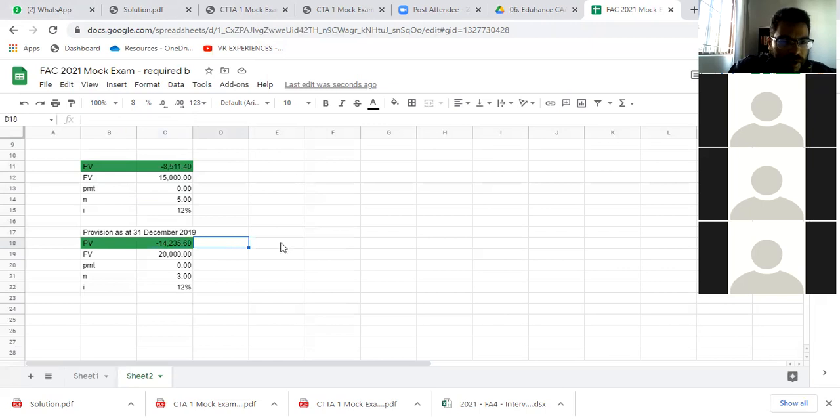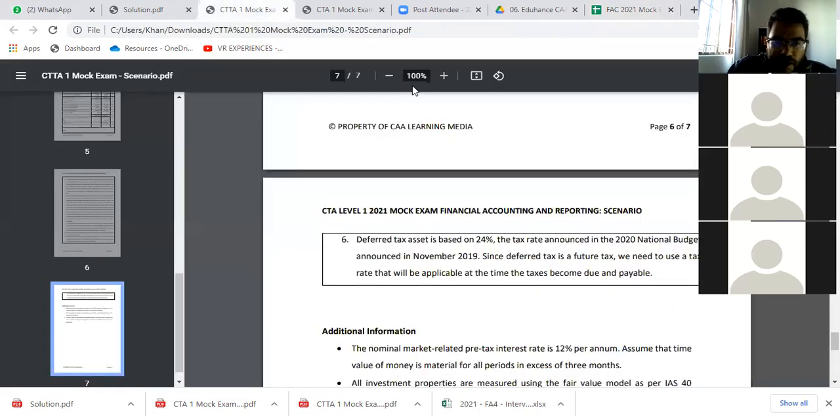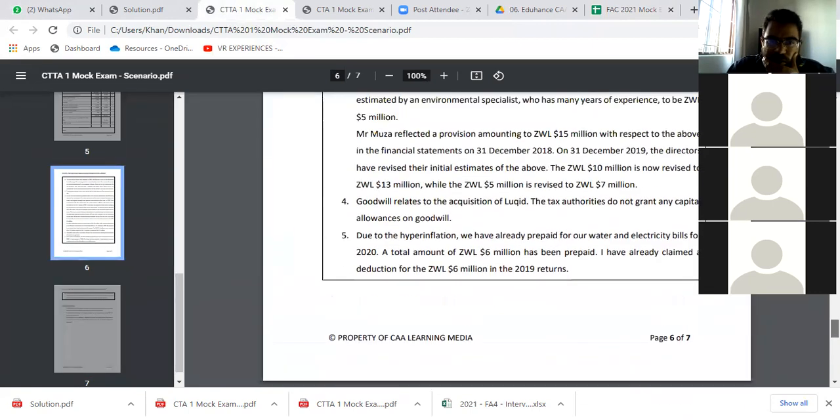Just want to see quickly, what does he have? If I read the number 3, Musa reflected a provision to Zimbabwe $15 with respect to the above. On 31, the directors have revised the initial estimates. The 10 million is now 13. Okay. I just changed this information quickly. It's not 100% clear how they're treating the provision.